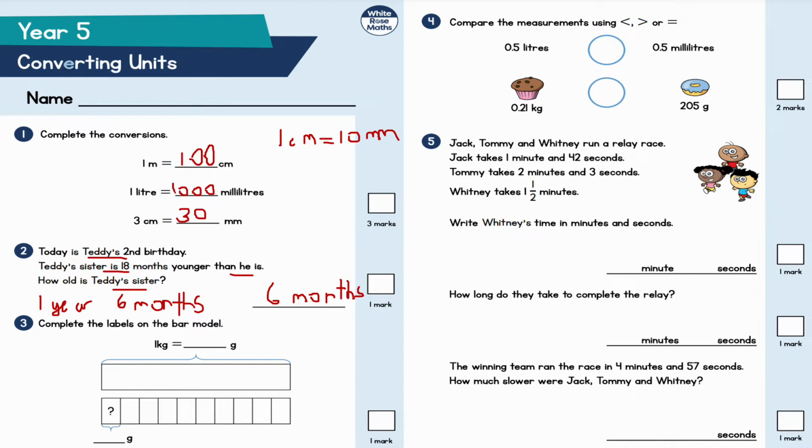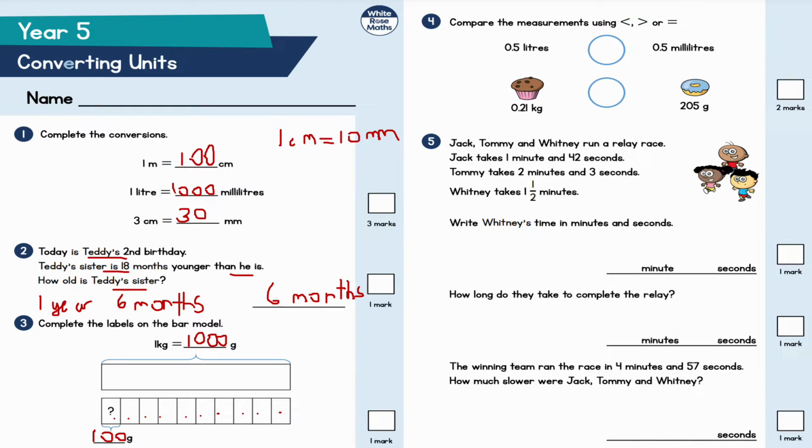This is question number 3, guys. Complete the labels on the bar model. 1 kilogram is equivalent, i.e. the same as, 1,000 grams. So each little bar represents 100 grams here. 100 times 10 is 1,000. So we should be happy with our conversion of weight as well, as well as capacity, distance and length.